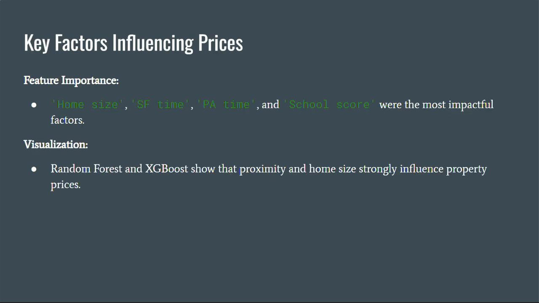So let's explore the key factors influencing property prices. Feature importance analysis from the random forest and XGBoost models revealed that home size, proximity to San Francisco and Palo Alto, and school scores were the most impactful factors. As you can see in the next slides, random forest and XGBoost show that the home size strongly influenced property prices.